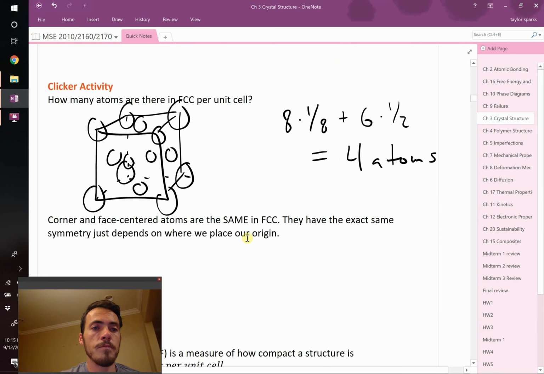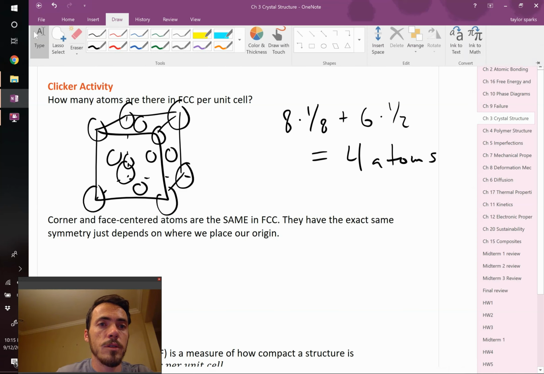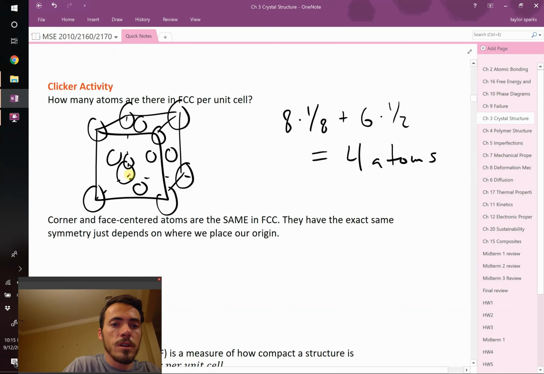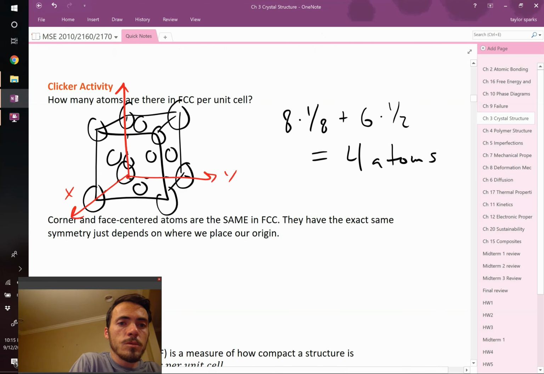So something to note here is that the atoms located on the corner and the atoms located on the faces are the exact same atom in the FCC crystal structure. And in fact, if we chose to place our origin at a different spot, it doesn't change the symmetry of our crystal. What am I talking about? So the origin, let's say we had it back here to start with, and this was X, and that was Y, and this was Z.